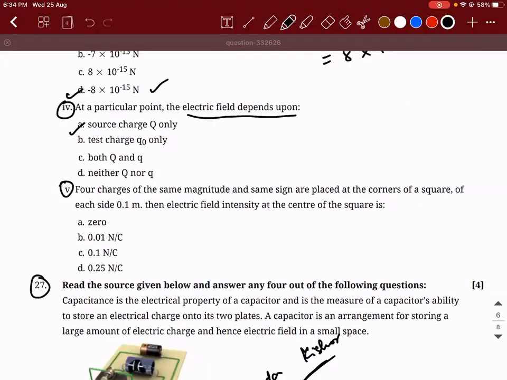Four charges of the same magnitude and same sign are placed at the corners of a square, each of side 0.1 meter. Then the electric field intensity at the center is. It's 0, sir, based on symmetry. B, 0, because it is based on symmetry.